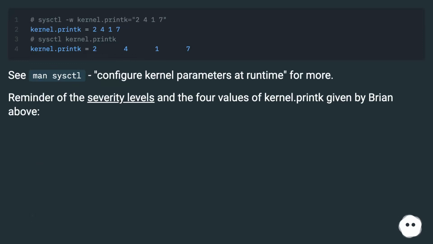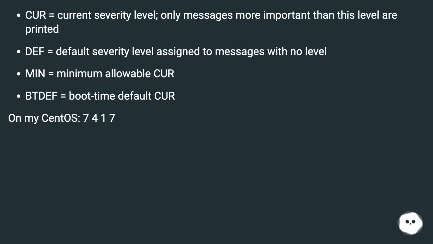man syslog. Configure kernel parameters at runtime. For more, a reminder of the severity levels and the four values of kernel.printk given by Brian above. Cur equals current severity level. Only messages more important than this level are printed. Def equals default severity level assigned to messages with no level. Min equals minimum allowable cur. Def equals boot time default cur.